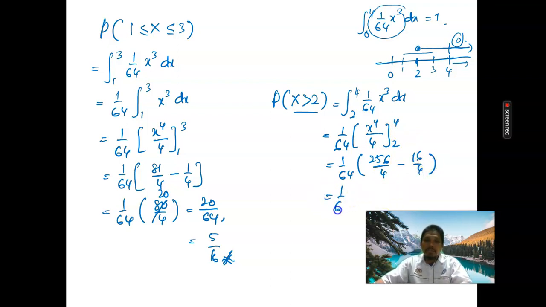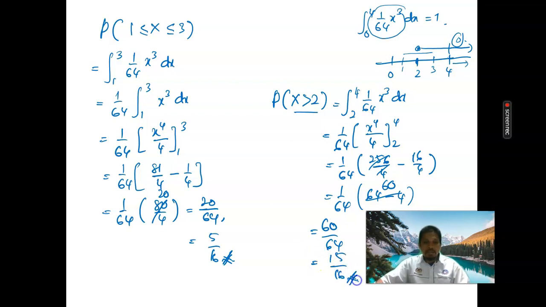Okay, now 1 over 64. 256 divided by 4 is 64, and 16 divided by 4 equal to 4. 64 minus 4 equal to 60. So then we have 60 over 64, and we simplify this as 15 over 16. There you go. Okay, next question.